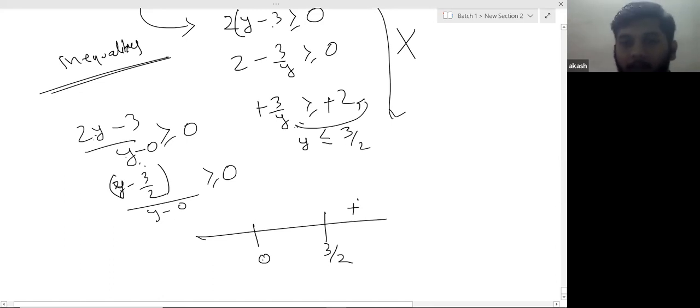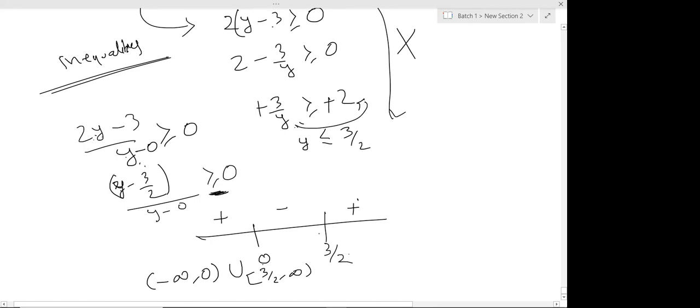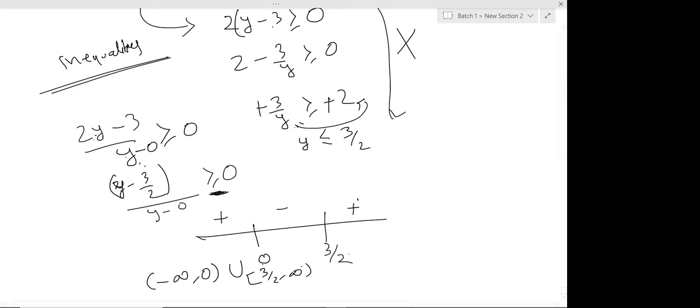All right. So 0 is a factor, 3 by 2 is a factor. So plus minus plus, we have to take the positive values greater than 0. That means minus infinity to 0, but it cannot be 0, so open bracket, union 3 by 2 to infinity. It can be 3 by 2. So this is the range. Am I clear? Yes, sir. Now clear. Shravya? Clear, sir. All right. Asma, Gautam, Abdul?